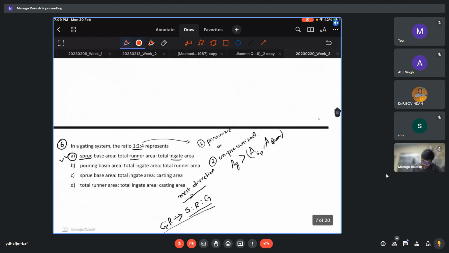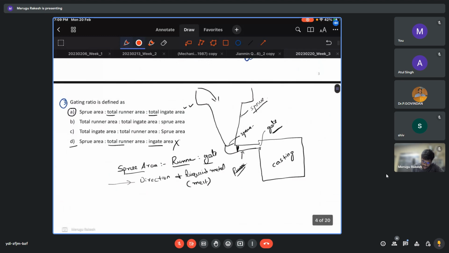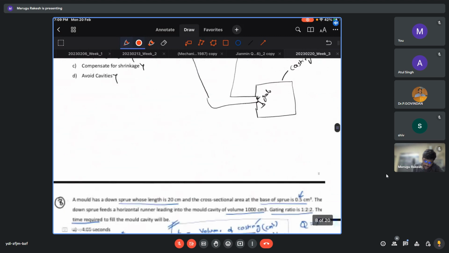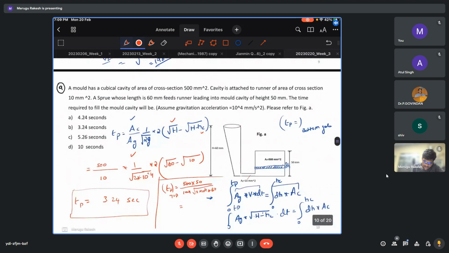Because in top gating, we just have a runner and the casting. We just divide the volume by the discharge, and you will get the pouring time. But in bottom gating, since the metal is rising from the bottom, we have a different formula for this.